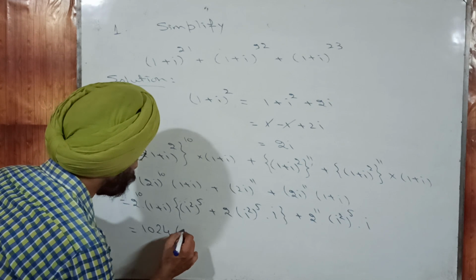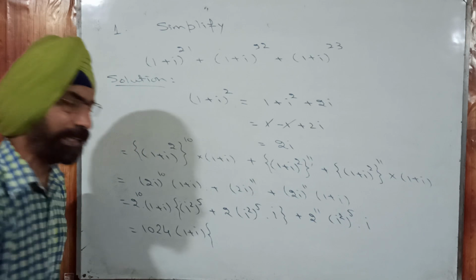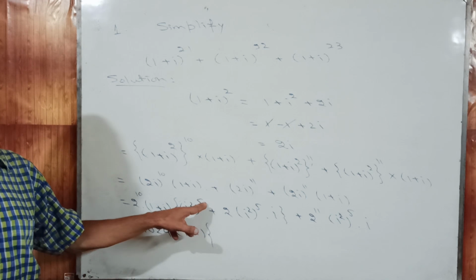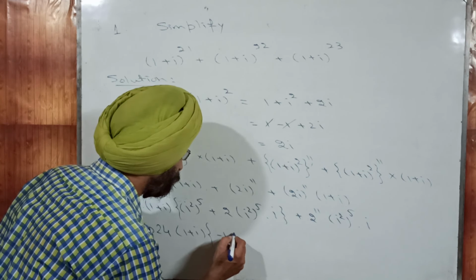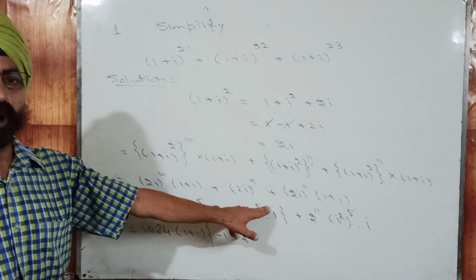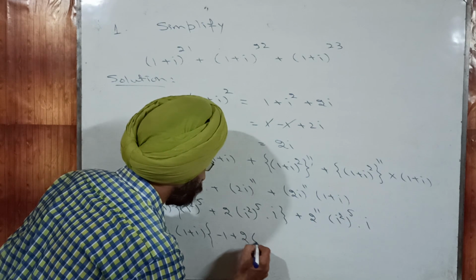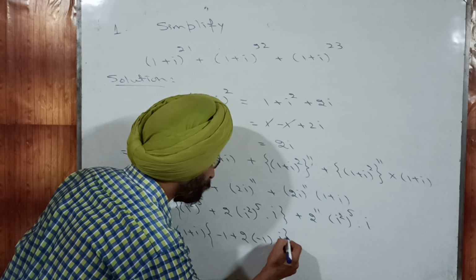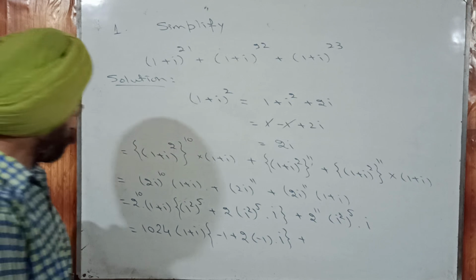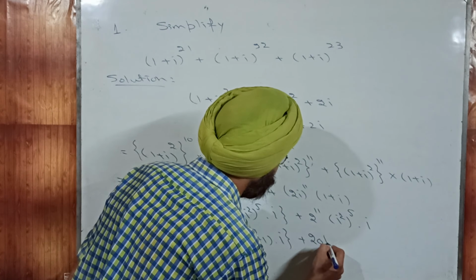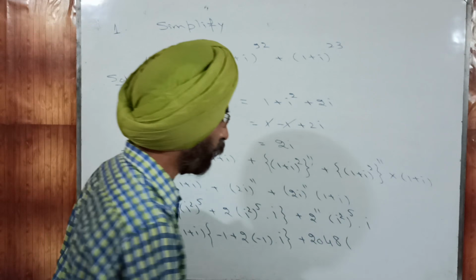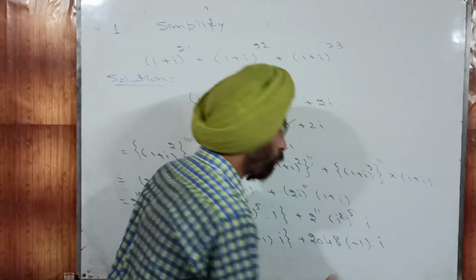Then 1 plus iota, and in the bracket, this iota square is minus 1. Minus 1 raised to the power odd natural number is minus 1, plus 2 into, once again, minus 1 raised to the power odd natural number is minus 1. So this is minus 1 and 1 iota is there, plus 2 raised to the power 11. 2 raised to the power 11 is 2048, and once again minus 1 raised to the power odd natural number is minus 1, into iota.